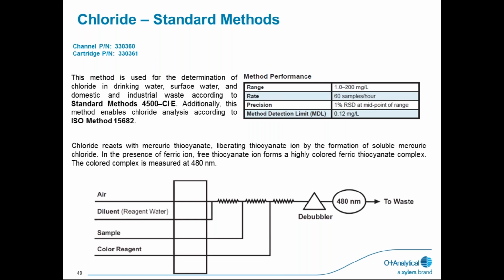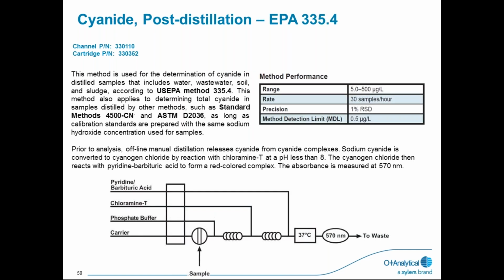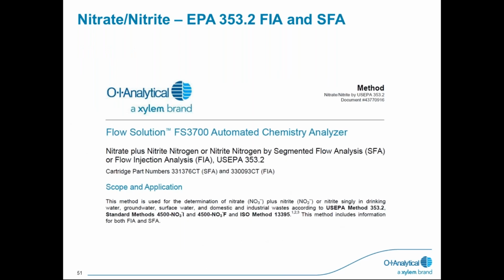We have chloride by Standard Methods 4500-Cl E. Here's cyanide post-distillation by EPA method 335.4. This is the method where you would still use the distillation step first before running it on the instrument. This is used with a photometric detector. So in this application, this is a 4 pump tube chemistry heated to 37 degrees C and measured with a 570 nanometer filter.